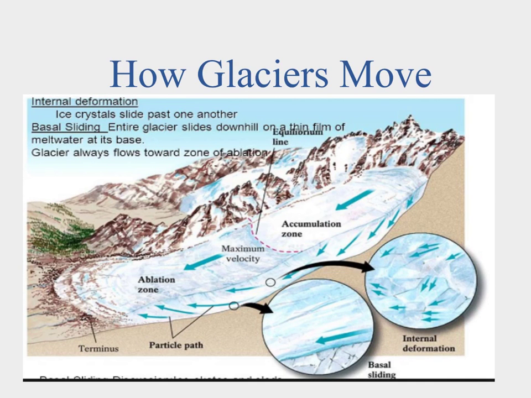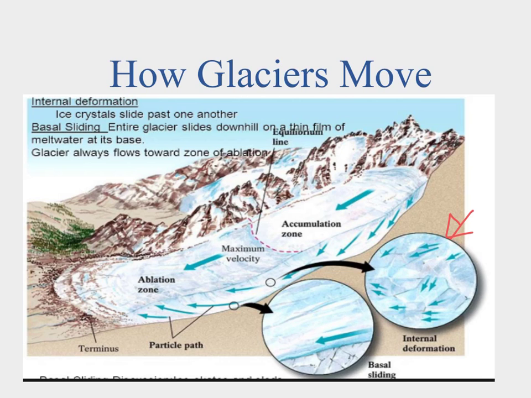Now there's two processes for glaciers to move. We can have internal deformation, and this is where you're actually going to have these ice crystals moving past each other. You apply enough pressure, you apply enough stress, and it's going to cause them to move. It tends to be kind of brittle, and this is where you get your crevasses and things of that nature. It's where this ice is splitting and moving that way.